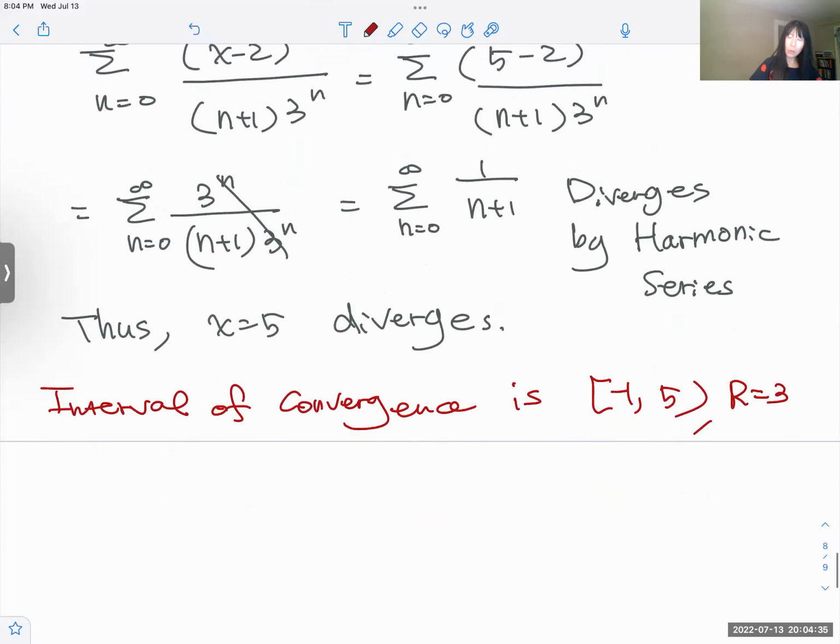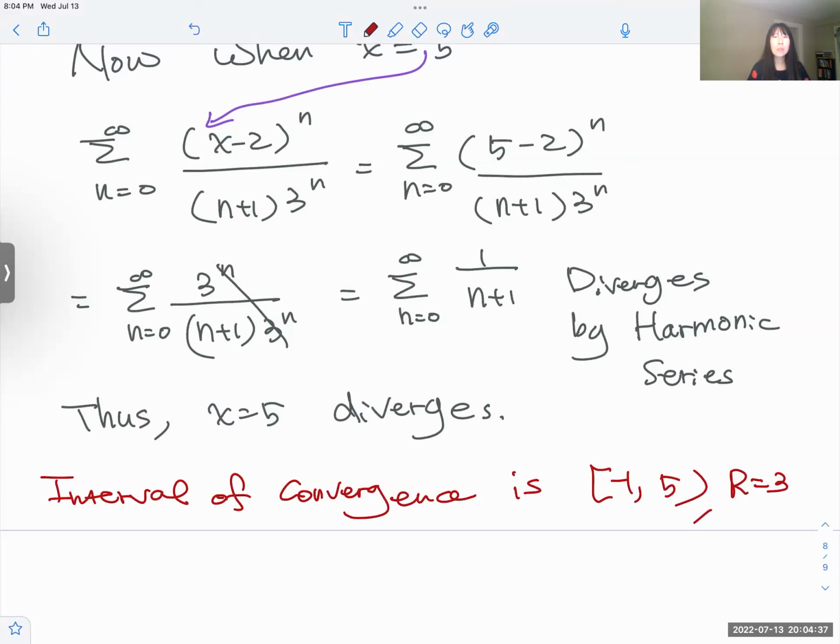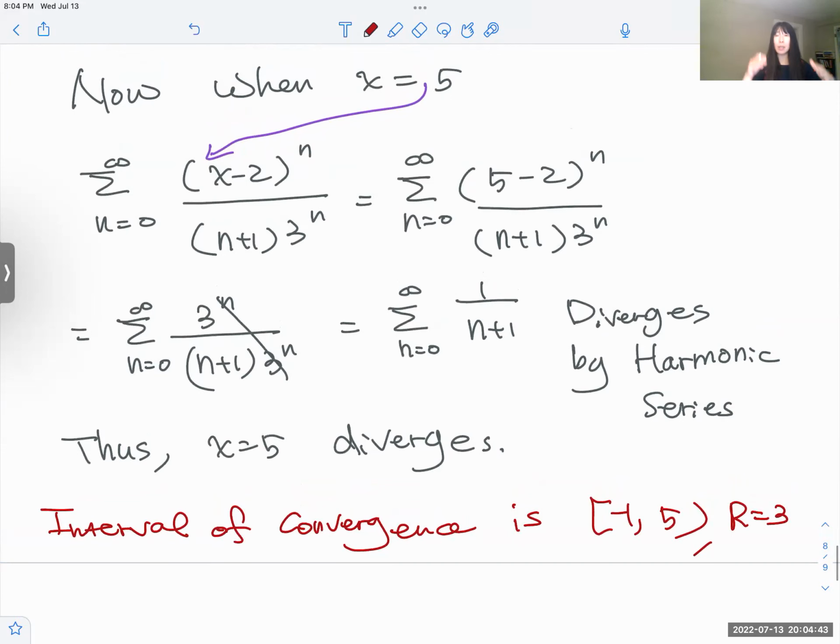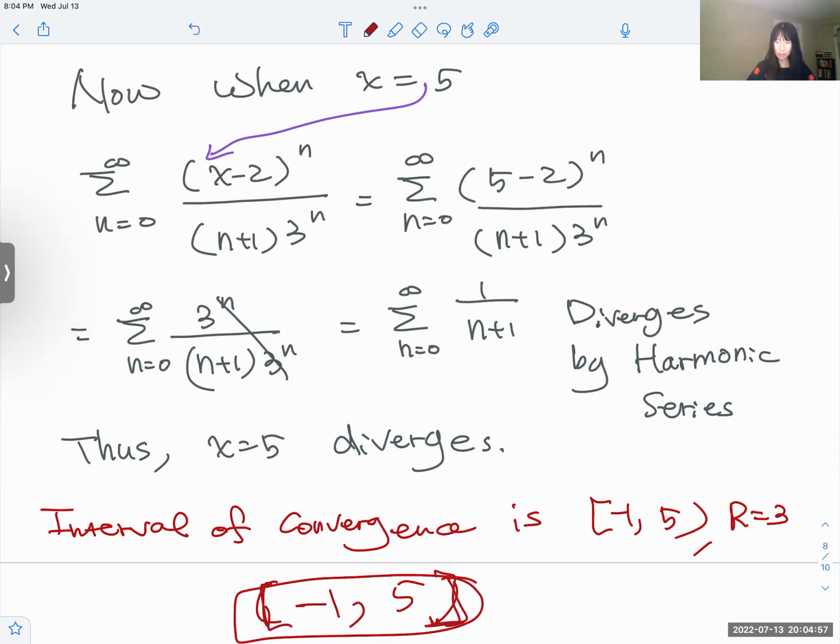I have a question. For this interval, why does the -1 get a bracket and the other one doesn't? Because we said that between -1 and 5 is the interval of convergence, right? But we're not sure whether we include this point or not. Make sense? So that's why we're doing this.